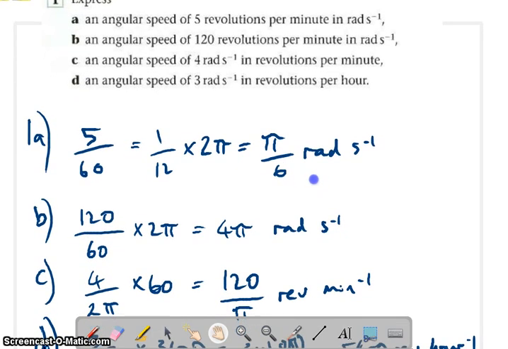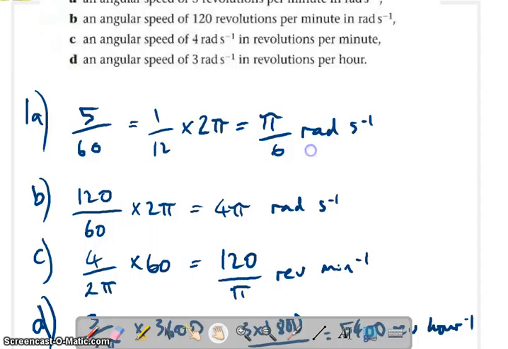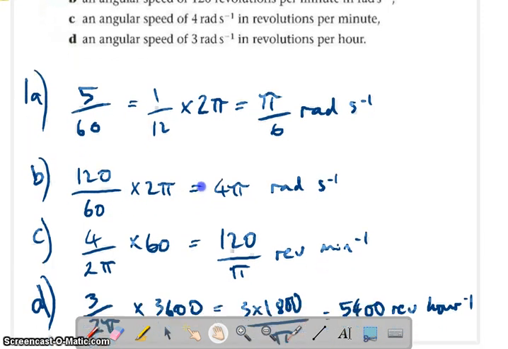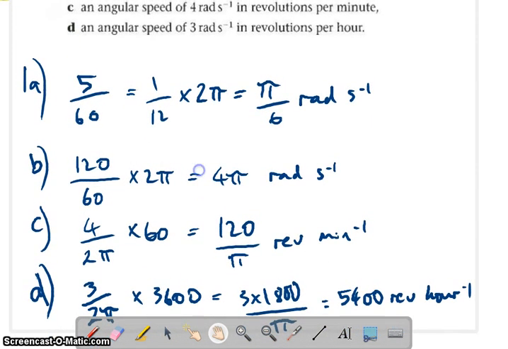B, an angular speed of 120 revolutions per minute. 120 divided by 60 for seconds in a minute gives us 2 revolutions per second, so a frequency of 2, multiplied by 2 pi gives us 4 pi radians per second.